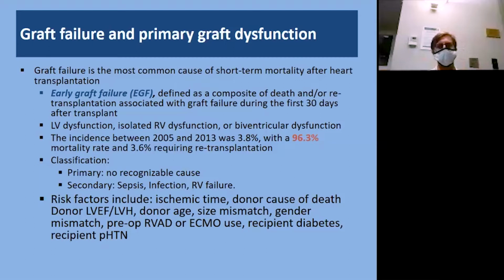And the risk factors for primary graft dysfunction, depending on the study, but these are some of the common risk factors. Prolonged ischemic time, especially the warm ischemic time, so after it's off ice and they're putting the heart in. The donor cause of death, especially if it's brain hemorrhage. Donor LVH and LV dysfunction, if they're borderline LV function. Increasing donor age, gender mismatch, size mismatch. And then in terms of the recipient side, preoperative use of ECMO, RVAD, diabetes, or pulmonary hypertension.